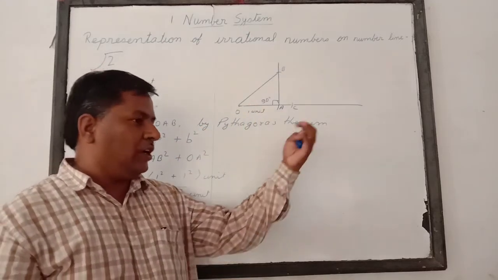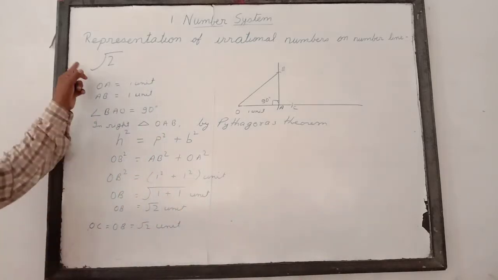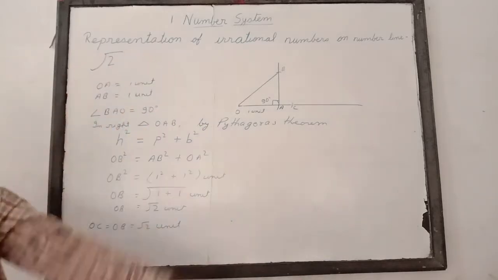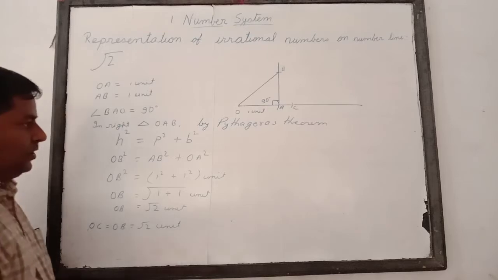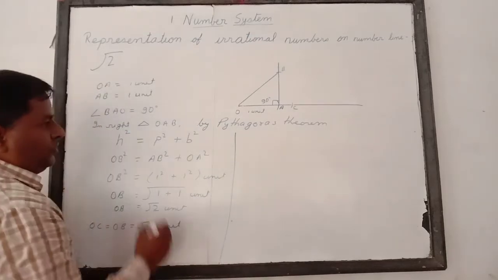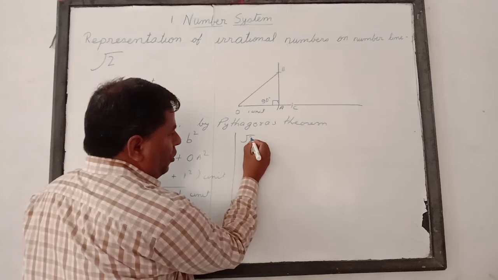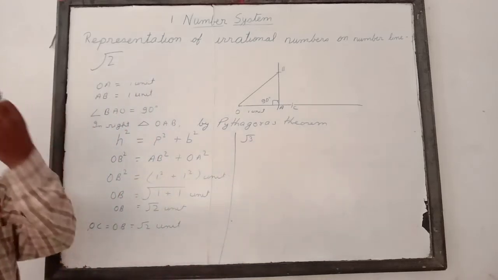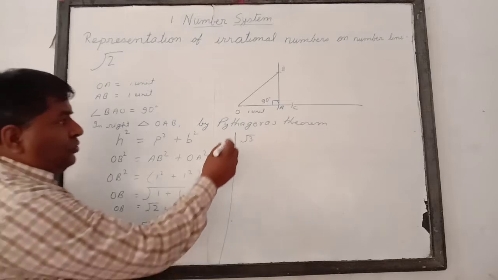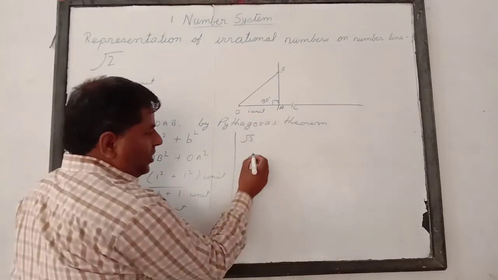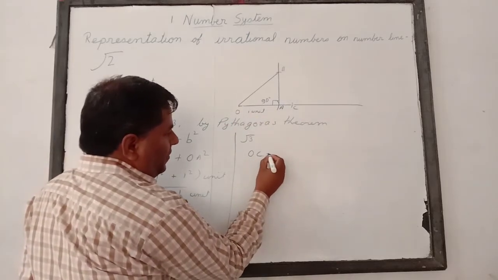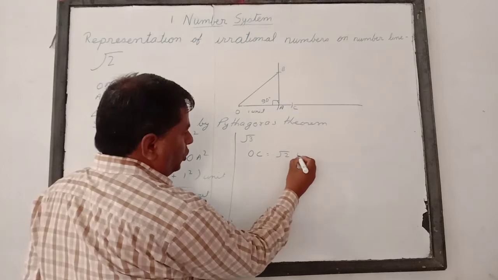In the same way we can represent root 3, root 5, root 7 also. Now let's take another example. We can continue with this same number line. Now we want to represent root 3 on this number line. So what can we do? Now you just take the distance OC. So what is OC? OC is equal to root 2 units.